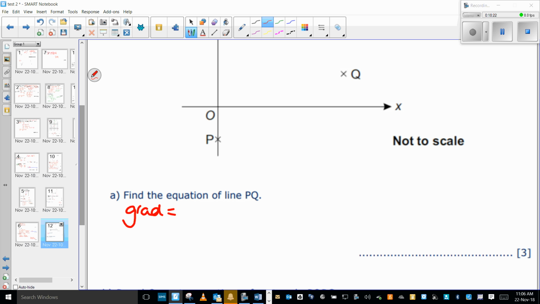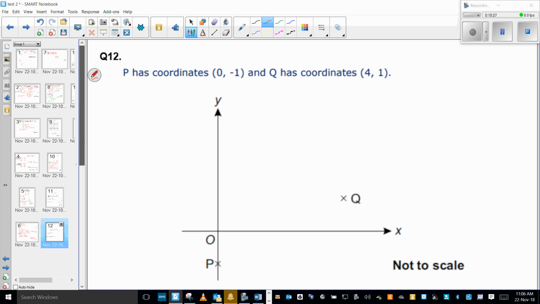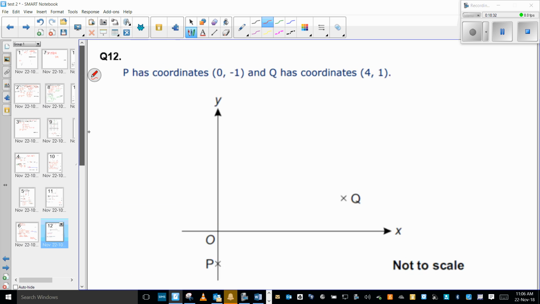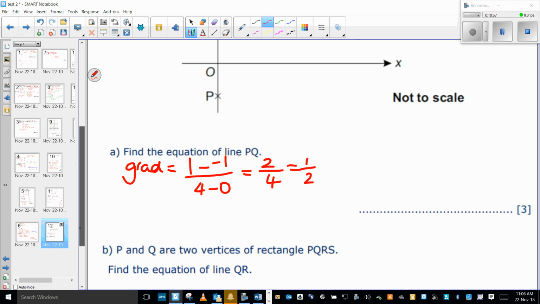Rise over run, we've got our coordinates. So we've got a rise of 1 take away negative 1, and our run is 4 take away 0. 1 take away negative 1 is 2. Our run is 4, which gives 1/2. 2 over 4 is 1/2.